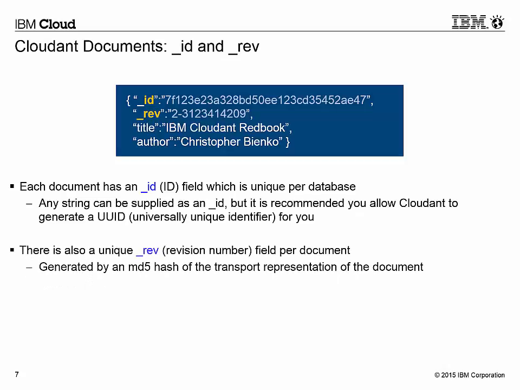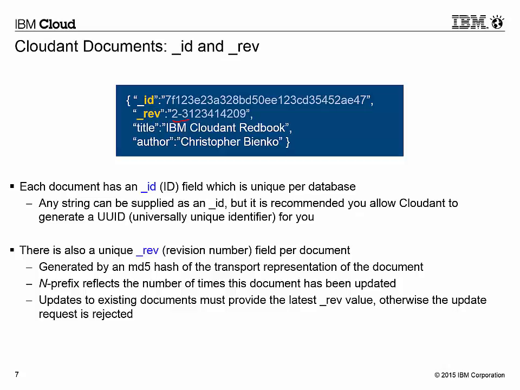There's also a revision number field that's maintained by the Cloudant database, and each document has a unique value of this. It's generated using an MD5 hash of some document-specific information. And if you look at this example here, it's always prefixed by a number. In this case, the number represents the number of times that the document has been updated. So for example, here the number is 2, so we know that this document has been updated 2 times.